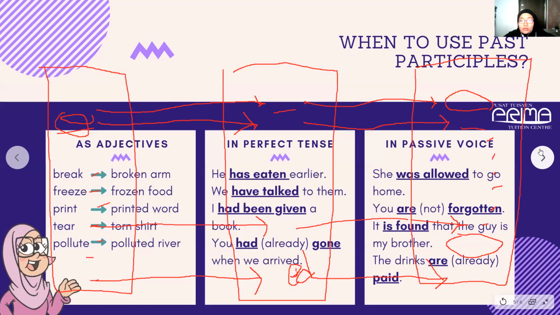When do we use past participle? Hang on, I need to erase all of these scribbles.